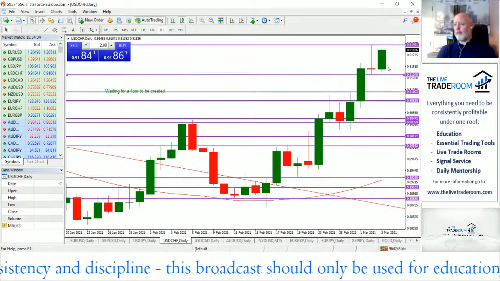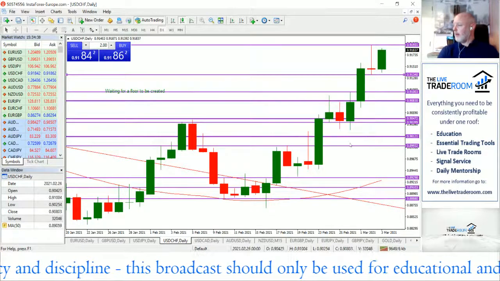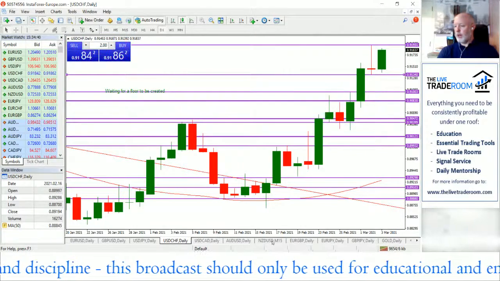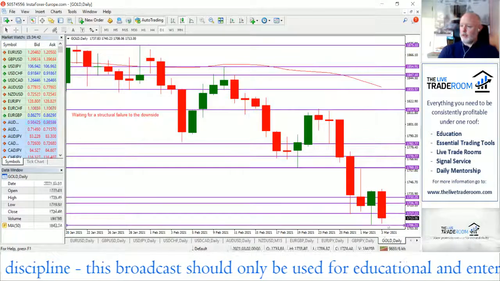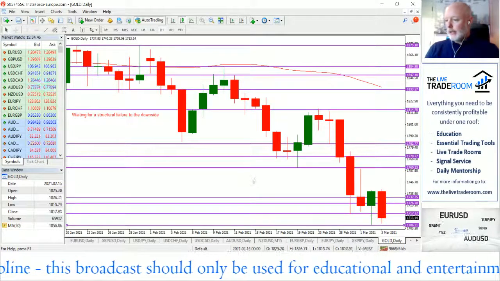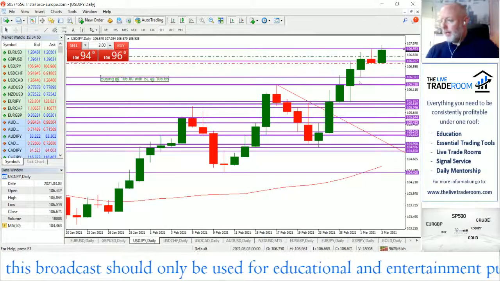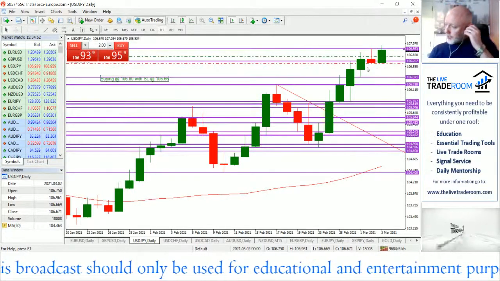On the daily time frame, we're still in this buy trade, and we're also in the gold trade to the downside. So they're both performing quite well. Intraday, a little bit more tricky. We're in the dollar yen trade to the upside.